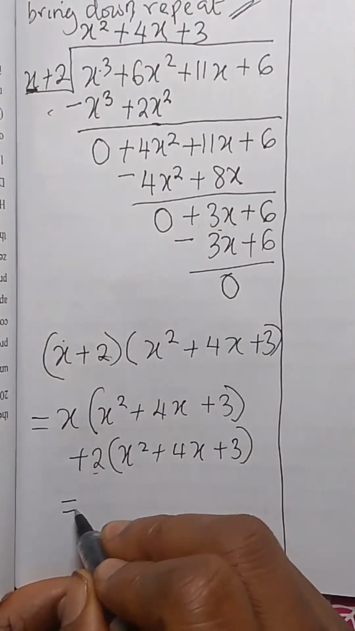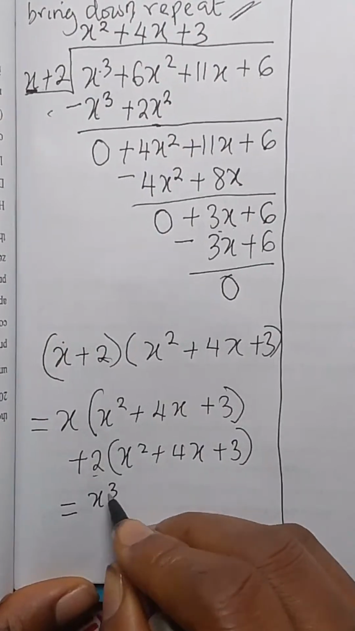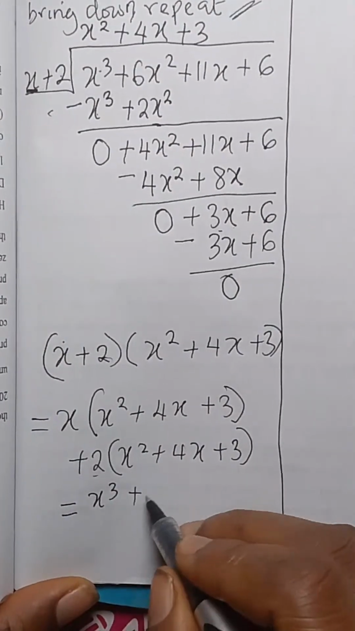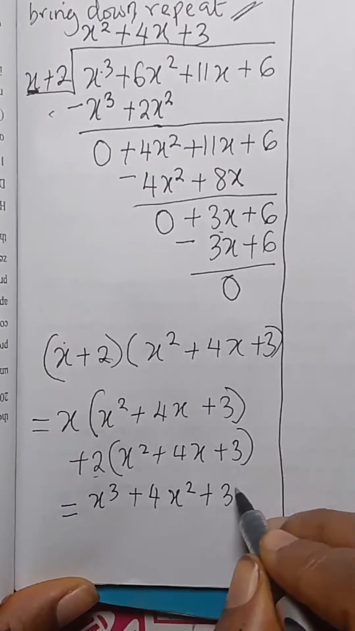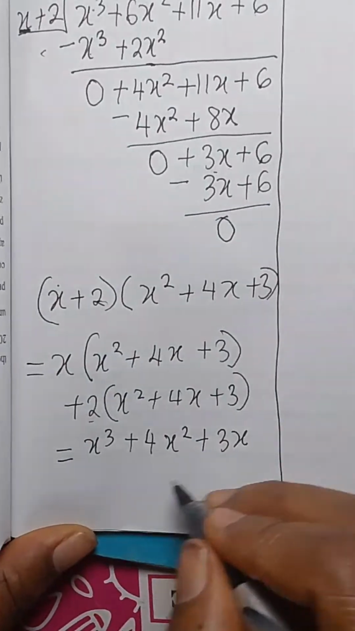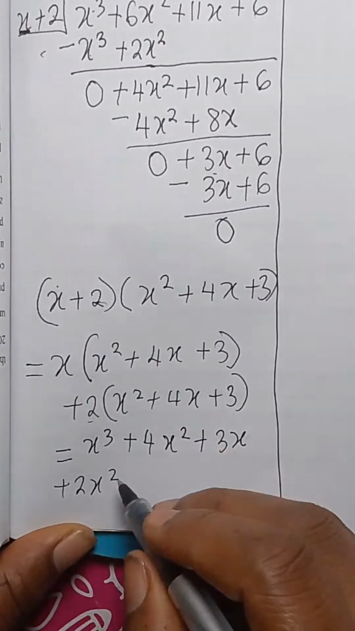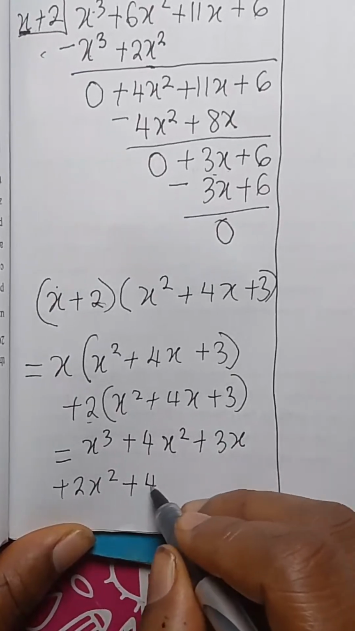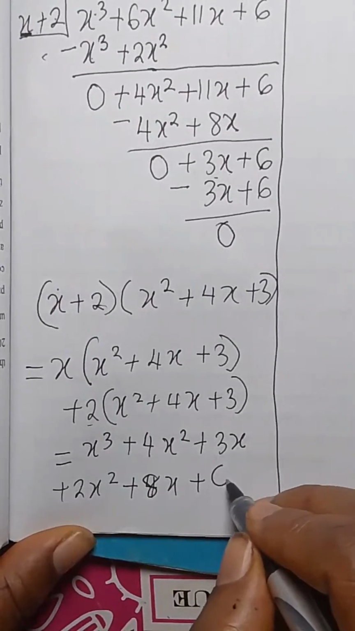So to do that, this is equals to x times x squared will give us x cubed. x times 4x will give us plus 4x squared. x times 3 will give us plus 3x. 2 times x squared will give us plus 2x squared. 2 times 4x will give us plus 8x. 2 times 3 will give us plus 6.